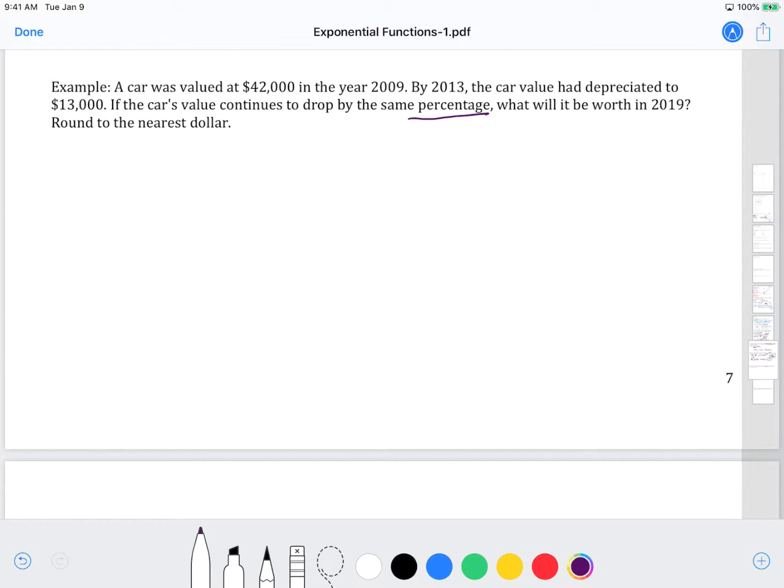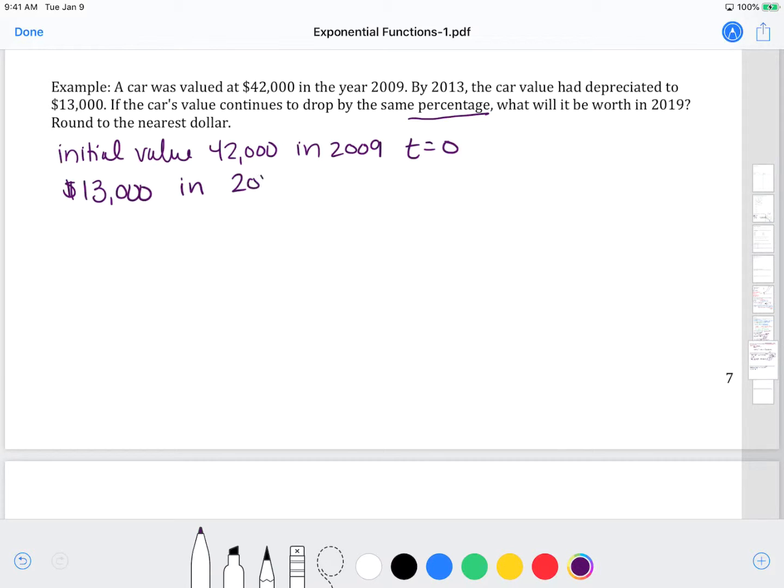The car was initially valued at $42,000 in 2009. So we're going to let year 2009 be our initial starting point at time t equal to 0. And then it says in 2013, the car depreciated to $13,000. So that means 4 years have passed. So that would be t is equal to 4.